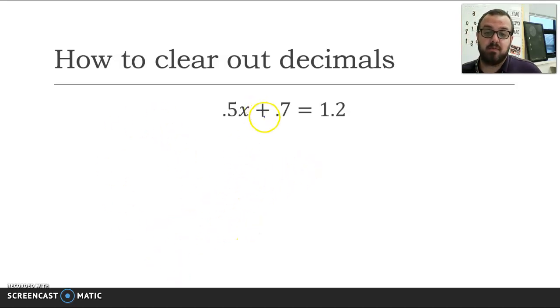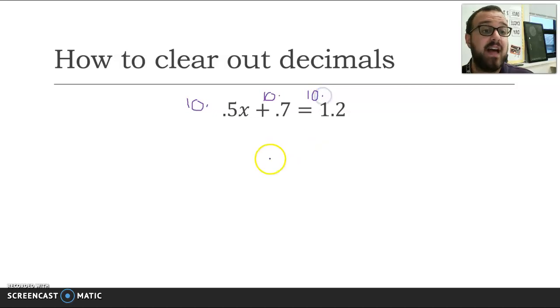So we have 0.5x plus 0.7 equals 1.2. What you're going to do is look at your problem, and if you notice that there's decimals, you're going to multiply by the smallest decimal place that you see, okay? Looking at this, I see the tenths place is the smallest one in each of these numbers. So I'm going to multiply every term by 10. And what that effectively will do is move your decimal place over to the right one place.